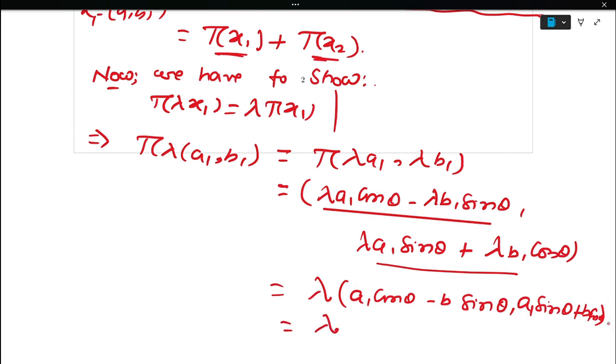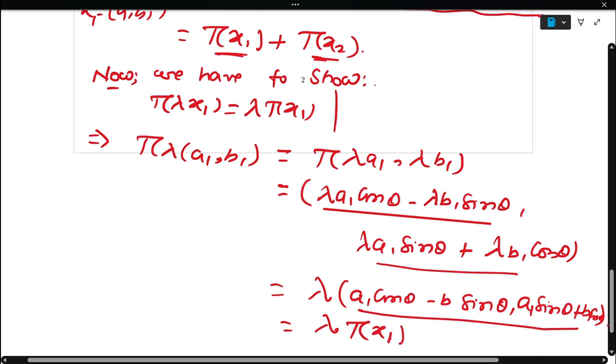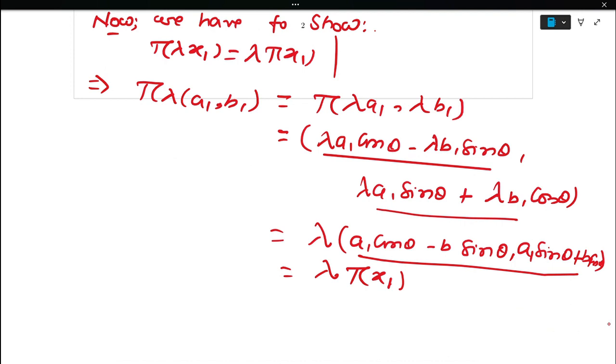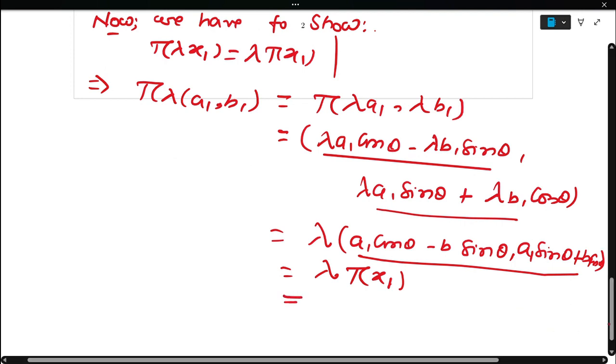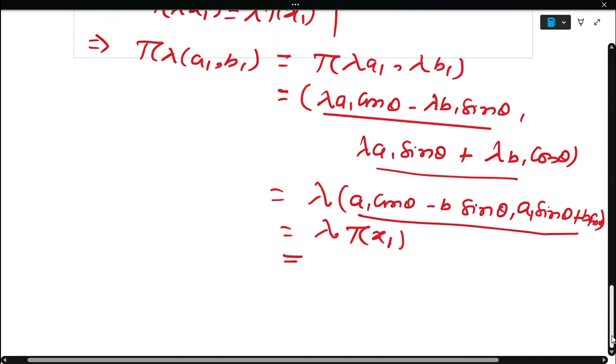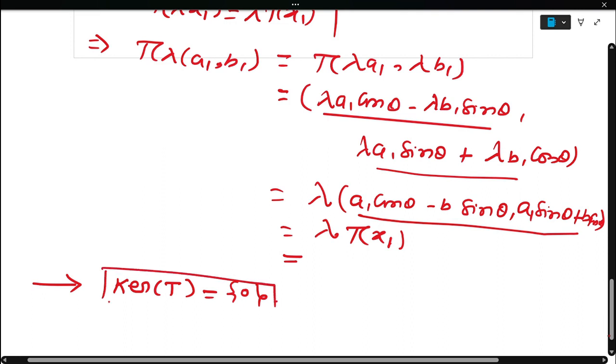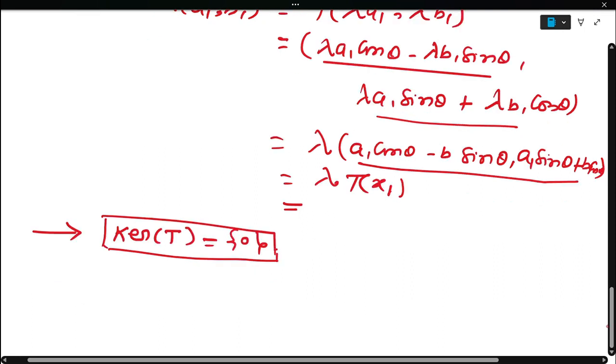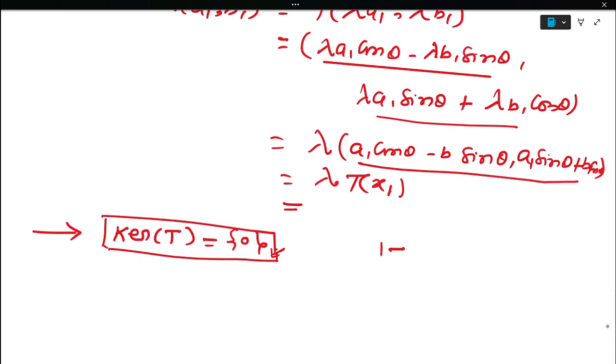So we can see here that this term is nothing but T of x1. Okay, so we have proved that rotation is actually a linear transformation. Now we will prove that the kernel of this rotation linear transformation, the null space, is the zero vector only. Okay, the kernel of the rotation is the zero vector only, so it will always be a one-one linear transformation.